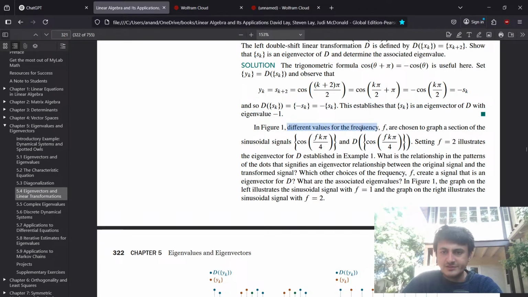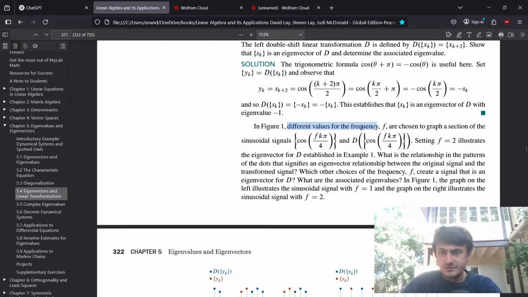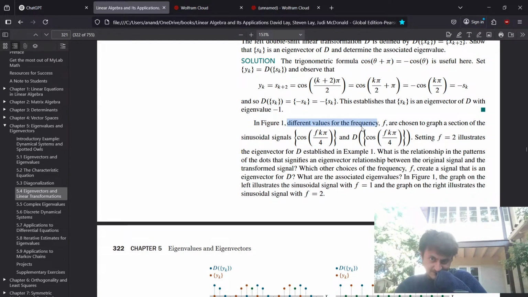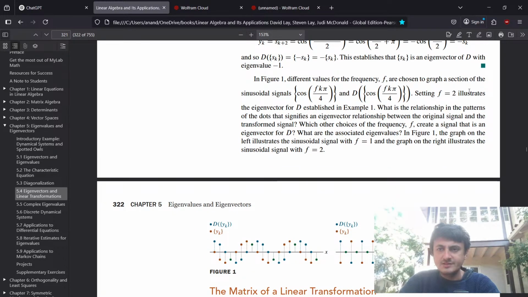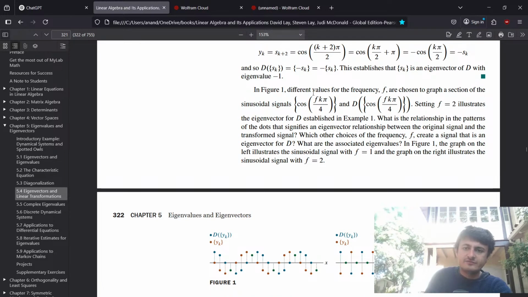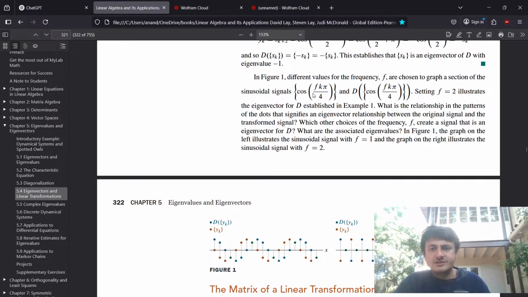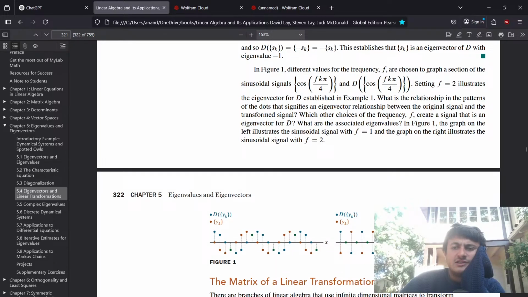In figure 1, different values for the frequency f are chosen to graph a section of the sinusoidal signals cos of f k pi over 4 and D. Okay. Setting f, like this defines a vector in the vector space of signals S. Setting f equal to 2 illustrates the eigenvector for D as established in example 1. What is the relationship in the patterns of the dots that signifies an eigenvector relationship?